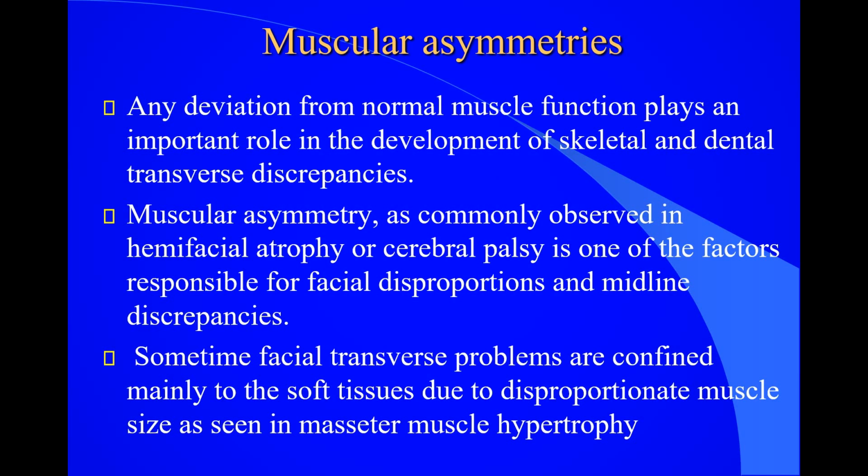Muscular asymmetries. Any deviation from normal muscle function plays an important role in the development of skeletal and dental transverse discrepancies. Muscular asymmetry, as commonly observed in hemifacial atrophy or cerebral palsy, is one of the factors responsible for facial disproportion and the midline discrepancies. Sometimes facial transverse problems are confined mainly to the soft tissue due to disproportionate muscle size as seen in masseter muscle hypertrophy.